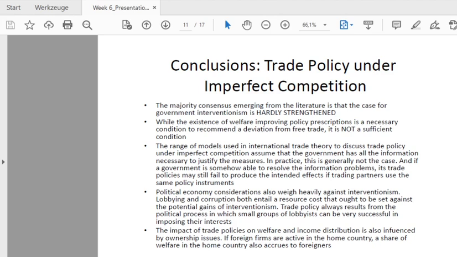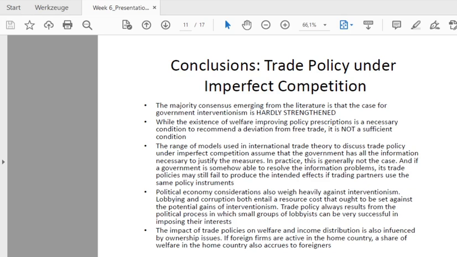The range of models that we use in international trade theory to discuss trade policy and imperfect competition assume that government has all the information necessary to justify the measures. In practice, though, this is generally not the case. And if a government is somehow able to resolve the information problem, its trade policies may still fail to produce the intended effects if all trading partners use the same policy instruments. Because then your trading partners, other countries, can immediately respond. And this takes power from your own instruments.